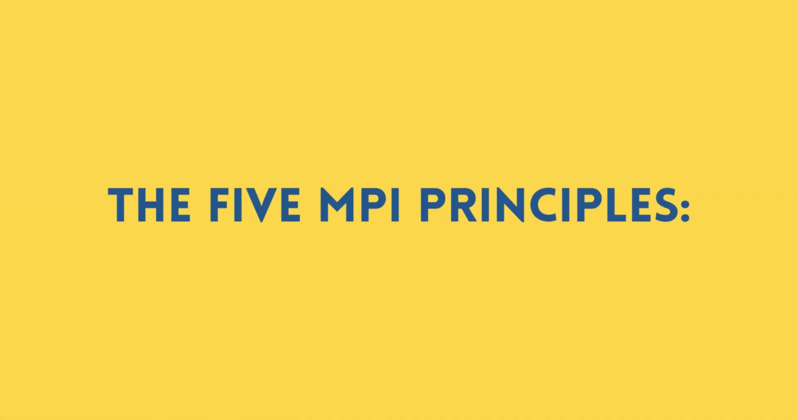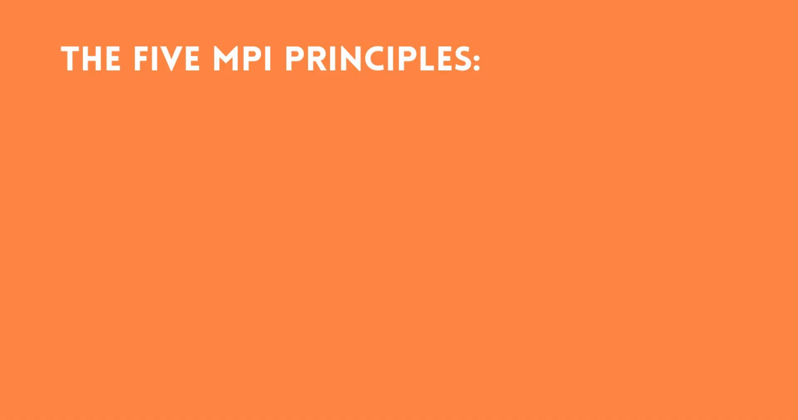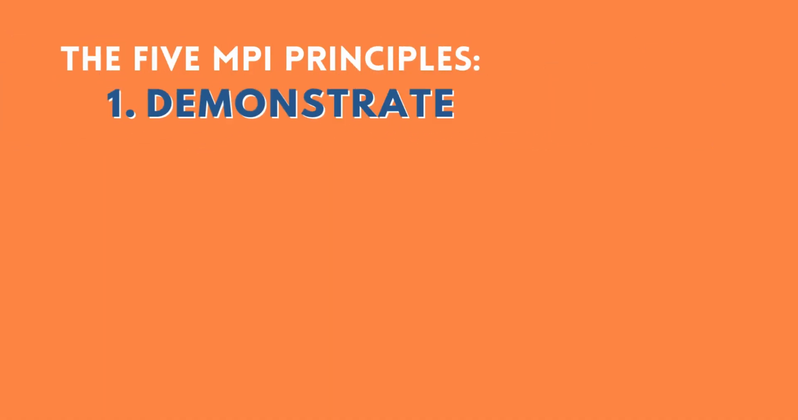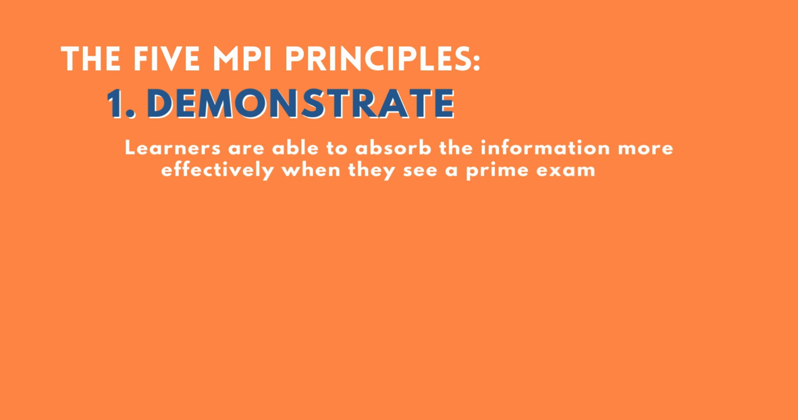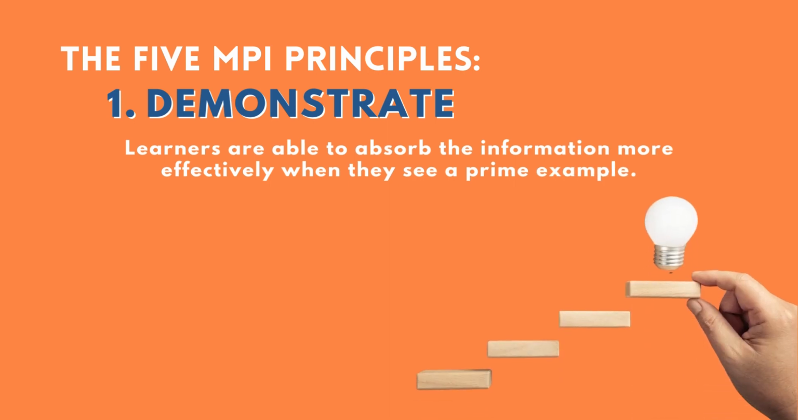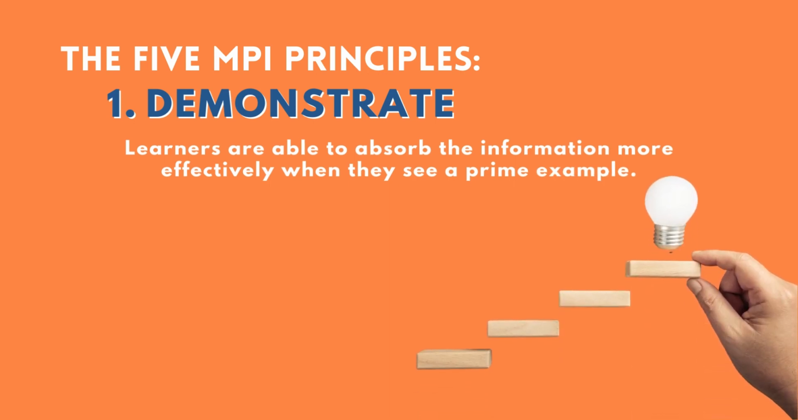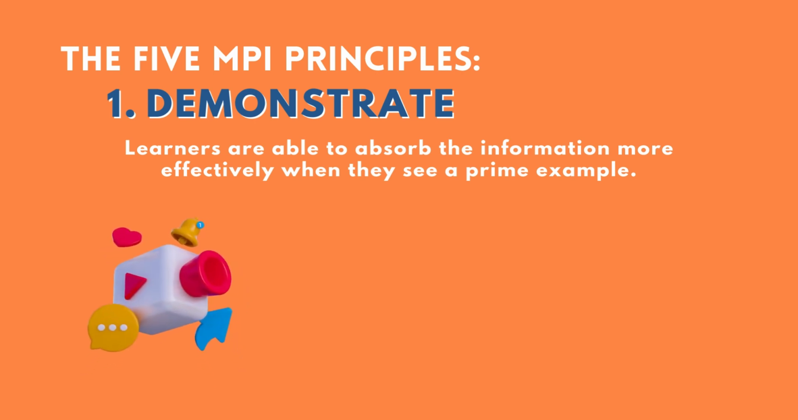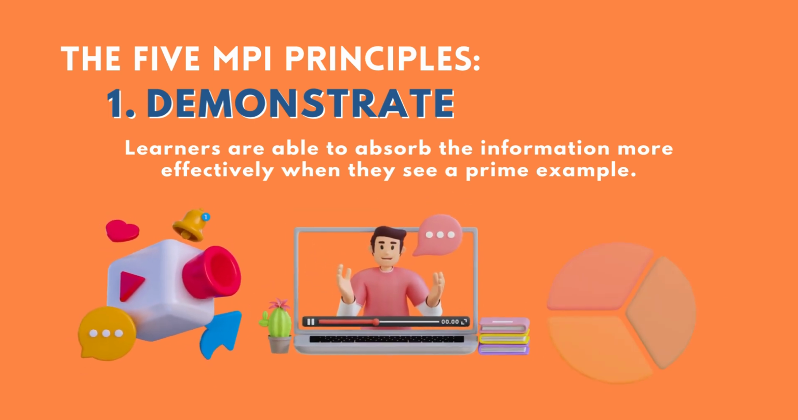The 5 MPI principles involved in this instructional design model are: 1. Demonstrate. Learners are able to absorb the information more effectively when they see a prime example. For example, a visual demo of the task that outlines each step and explores associated behaviors and skills. To apply the demonstration principle in your learning course design, you might consider adding learning videos, training tutorials, or even learning infographics that showcase the main ideas.